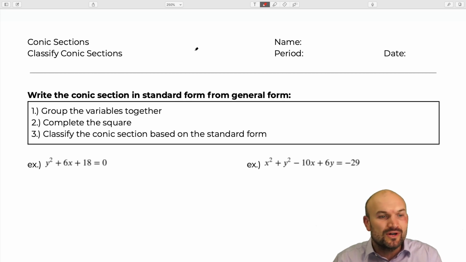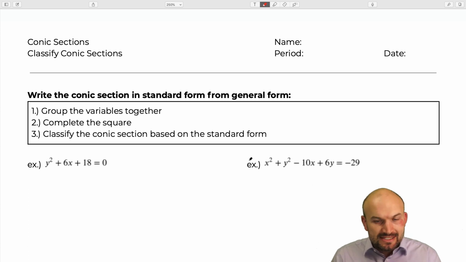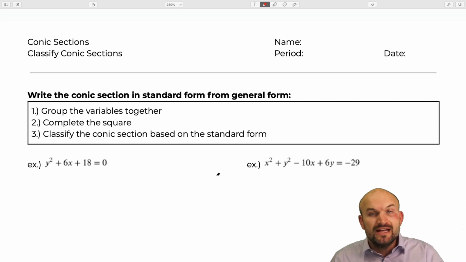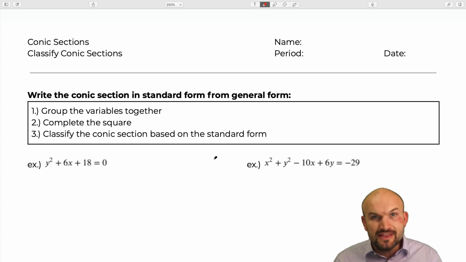So now let's go ahead and work on the processes for classifying conic sections. Typically we can classify these since they are in general form, but what I wanted to do is just practice converting them to their standard form via completing the square. Therefore we can classify the conic sections in a form that is easier to identify or differentiate between the different conics.